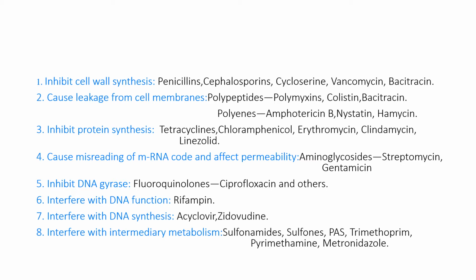inhibit protein synthesis are tetracyclines, chloramphenicol, erythromycin, clindamycin, linezolid, and antimicrobial agents which cause misreading of mRNA code and affect the permeability are aminoglycosides like streptomycin, gentamicin, and those which inhibit DNA gyrase are fluoroquinolones, those which interfere with DNA function are rifampicin, and those which interfere with DNA synthesis are antiviral agents like acyclovir, zidovudine, and those agents which interfere with intermediary metabolisms, like folic acid synthesis. So they are sulfonamides, sulfones, para-aminosalicylic acid, trimethoprim, pyrimethamine, and metronidazole.